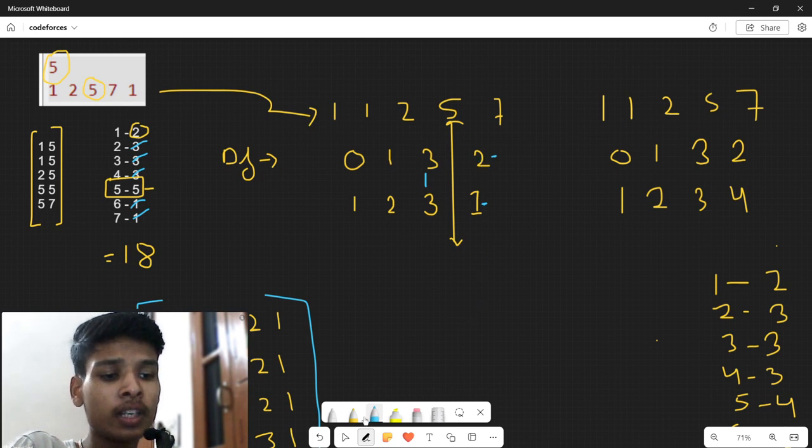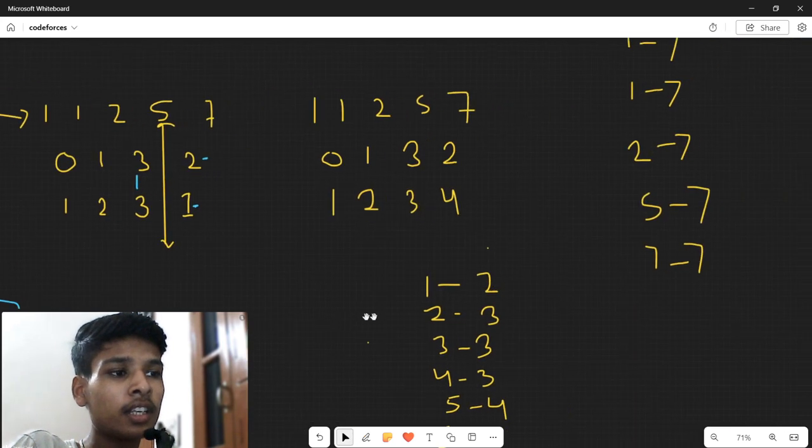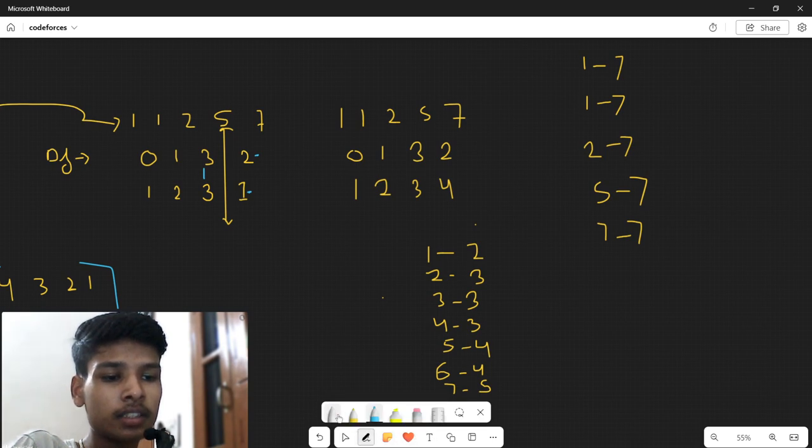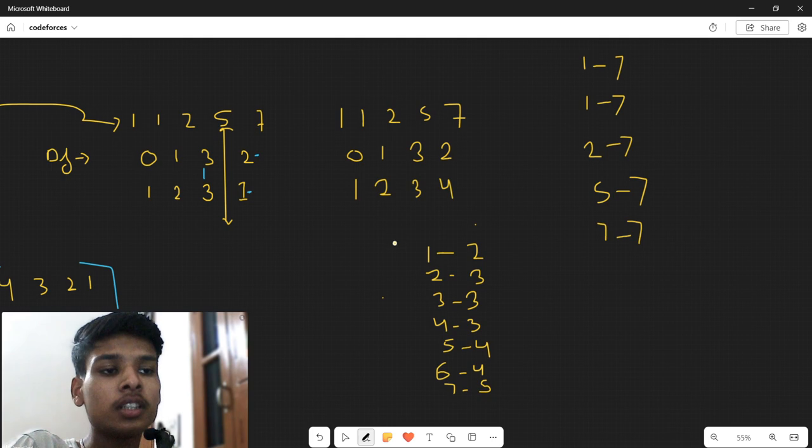So if I show you another example, here is another example. In this example, you can see if I choose my index 7, what will be the segments? The segments will be 1 to 7, 1 to 7 two times, then 2 to 7, then 5 to 7, then 7 to 7.